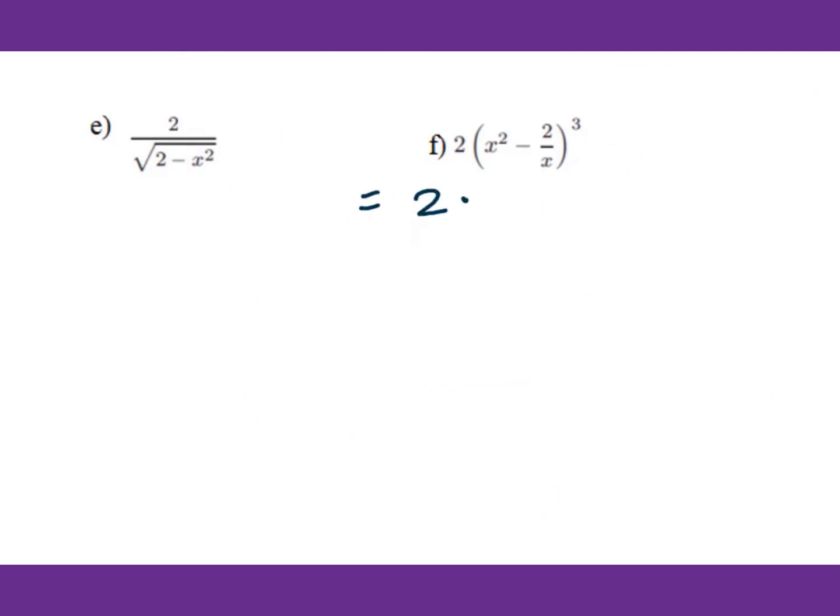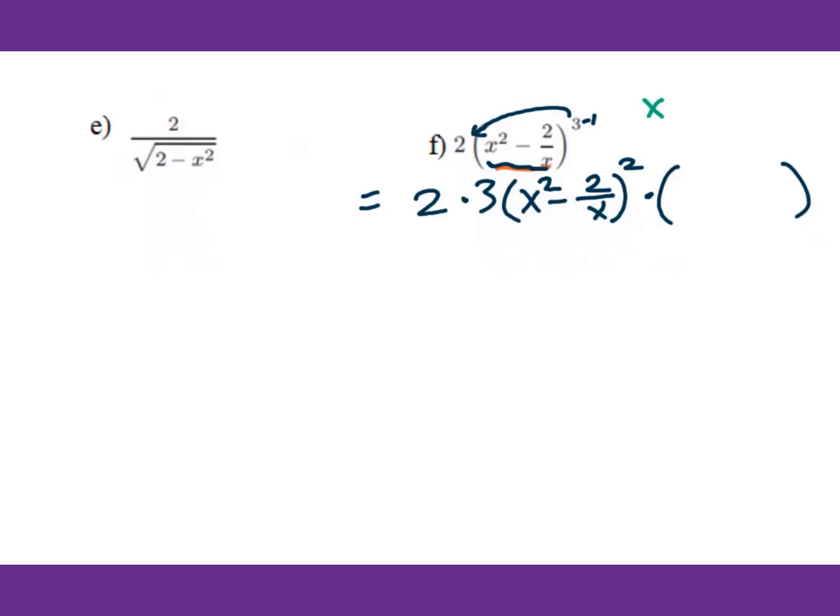2 times, drop down this 3. Don't change anything for this polynomial. I just say 3 minus 1 is 2, times the derivative inside. You need to change everything into power form. Therefore, I got x squared minus 2 times x to the negative first power. For 2x, definitely you got 2x. Minus 2 times negative 1 x to the negative 1 minus 1, a negative second power.